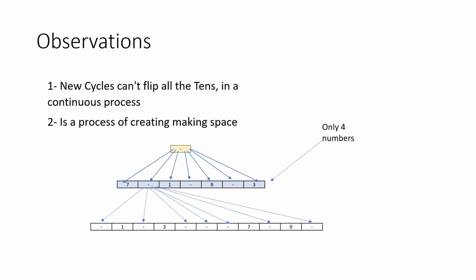Some observations. New cycles can't flip all tens in a continuous process. It's a process of creating, making space. And we can see that any prime gonna have only 4 tens with numbers.